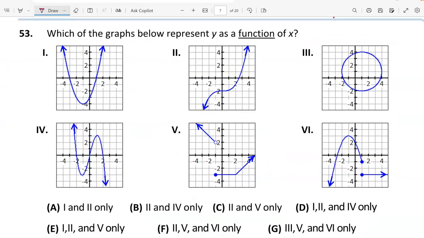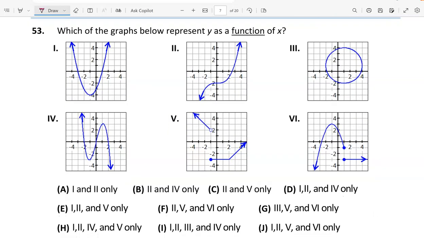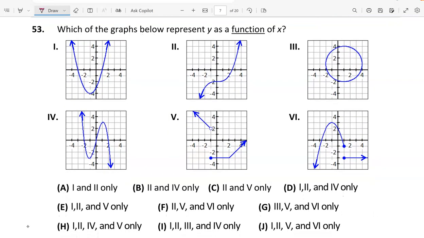For number 53, we are asked which of these represent a function of x. We can use the vertical line test. Any vertical line that intersects this graph will intersect in only one point at a time. Any vertical line that intersects the next graph also intersects at one point at a time. So that means that both of these are functions.